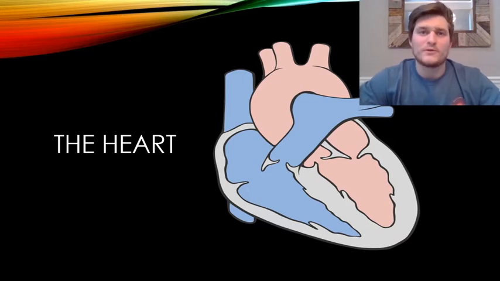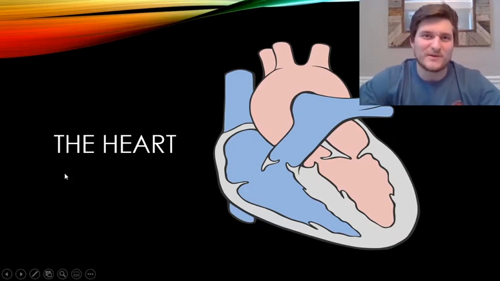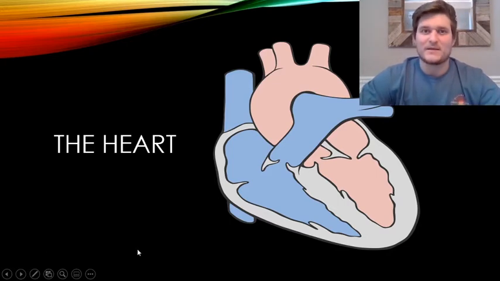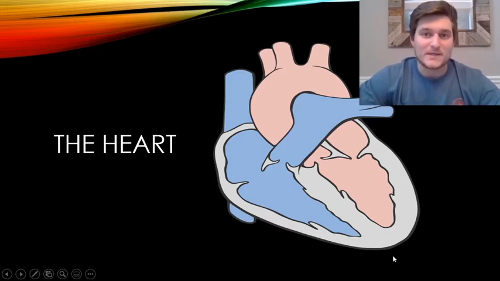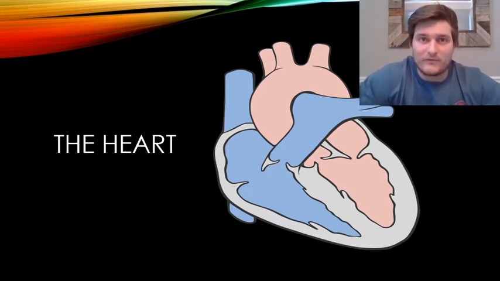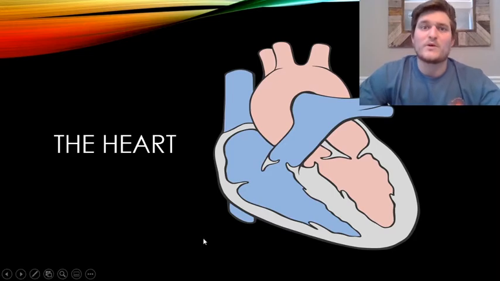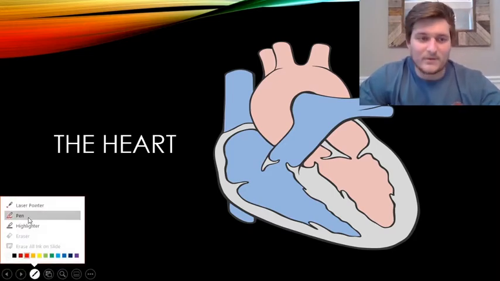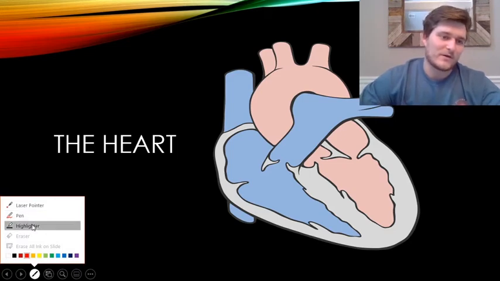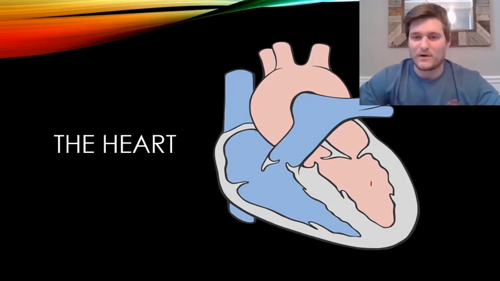The variable used to describe the output of the heart is called cardiac output, and this is the liters of blood per minute that this left ventricle is going to eject. You may remember that the formula for cardiac output is heart rate times stroke volume. And today we are mostly going to be talking about the different volumes filling up the heart and then the volume of blood being ejected from the heart.